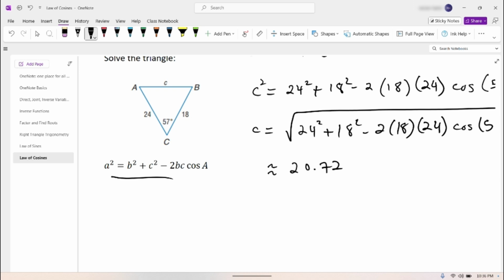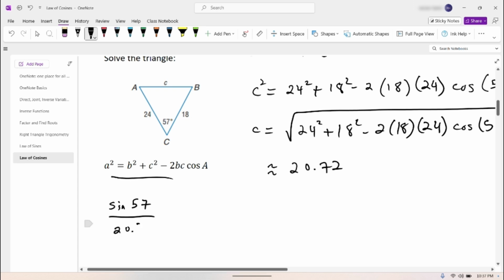Whenever it's convenient, whenever I can, our first option for solving problems is using law of sines. Then, if we can't use it, we will use law of cosines, because law of sines is much easier to work with. It's fewer computations and less likelihood of making errors. So use law of sines here. We're going to say sine of 57 over 20.72 equals sine A over lowercase a, which is 18.